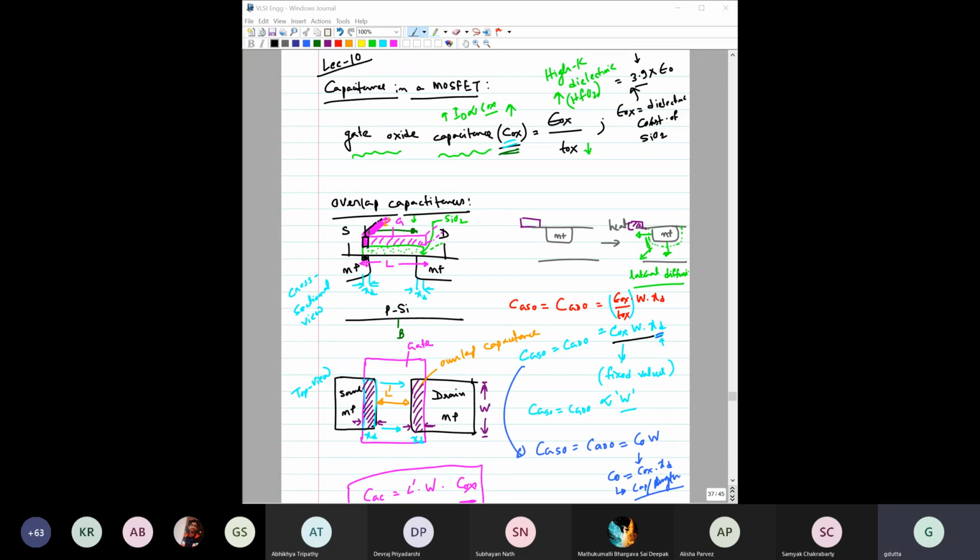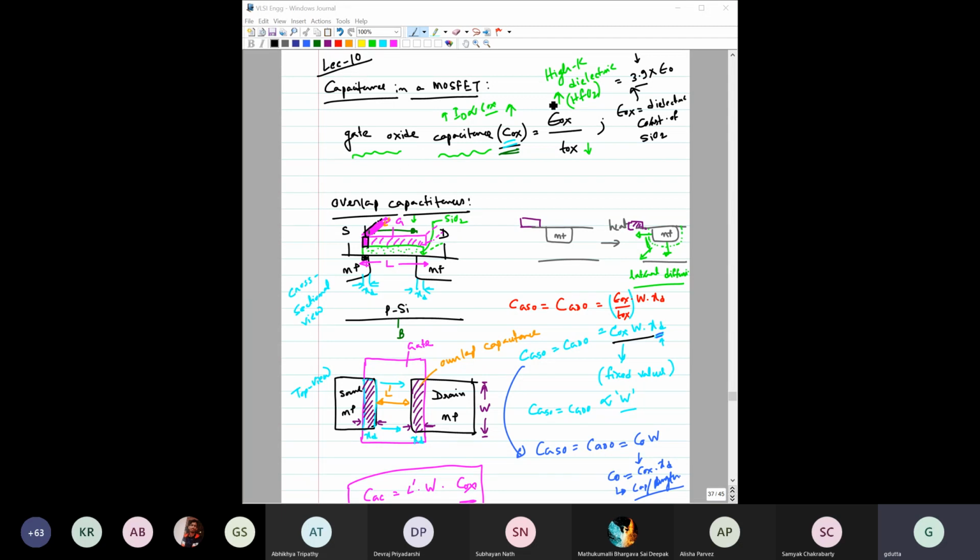In the last class, before we start today's new topic, which is actually a continuation of MOSFET capacitance, let me briefly recap what we did last week. We started a new topic, the capacitance in a MOSFET. But so far we have studied only the gate capacitance. We have also seen there are other parasitic capacitances as well, other than this gate capacitance.